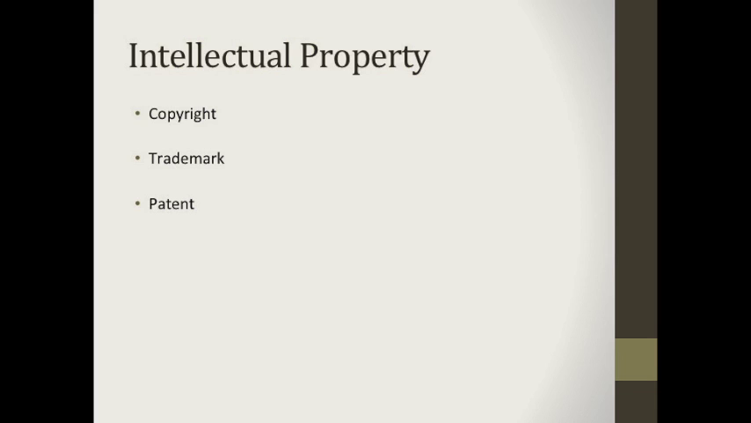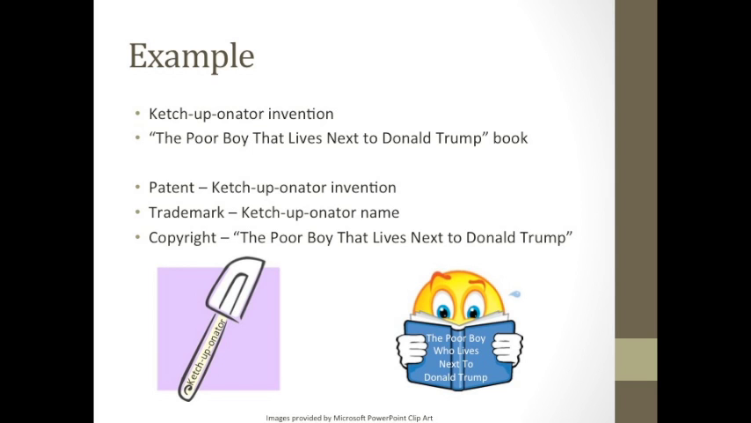Intellectual property is divided into three categories: copyright, which protects expression; trademark, which protects names; and patents, which protect ideas. So let's break that down into, say, a relevant example. Let's pretend that Michael Sanders, your humble facilitator, is a world-renowned inventor. One day I discover a process for getting that last little bit of ketchup out of the bottom of the bottle through the use of my invention, the ketchup-onator.